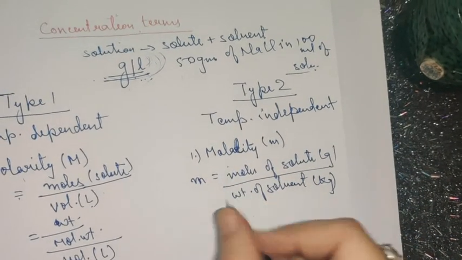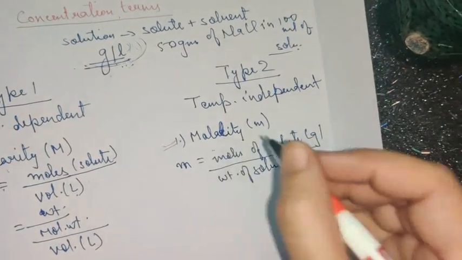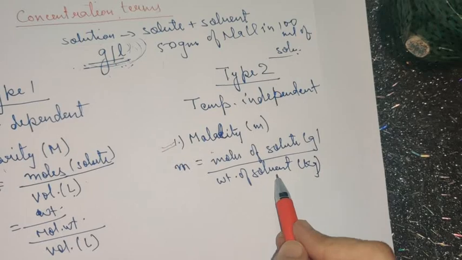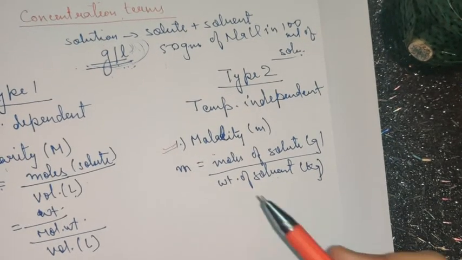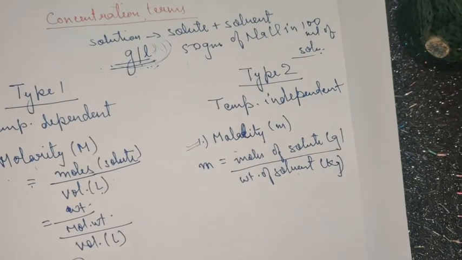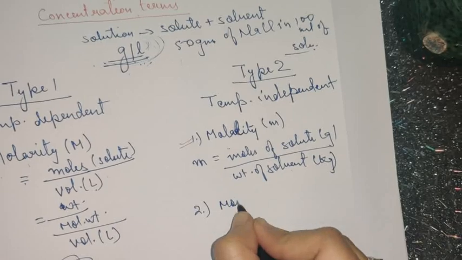And this is the only concentration term where you will see that weight of solvent is used in the denominator. In all the other cases you will see that volume of solution is used in the denominator. The second category can be mole fraction.